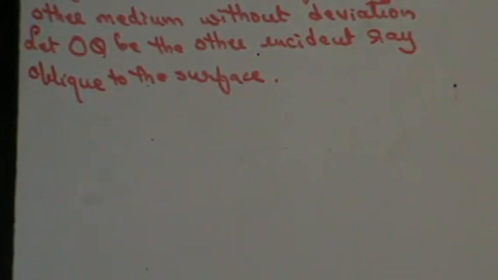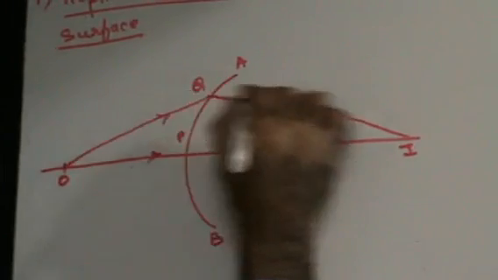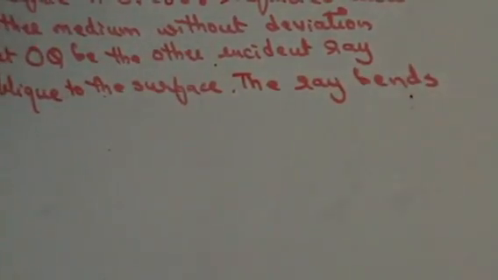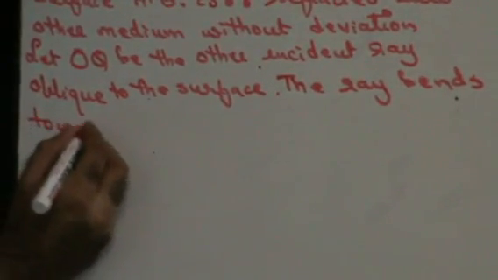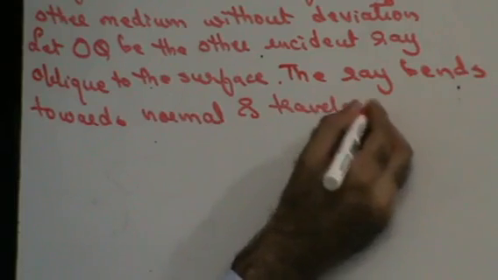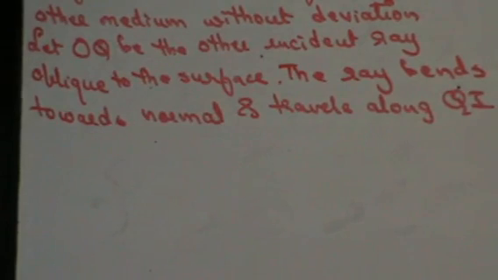In which case I can say that this ray bends towards the normal as it travels along. Now if it is going to move from one transparent medium to another, it is going to bend because of refraction. Let us assume that it bends and reaches QI. Let's assume this is the path traced by the light. The ray bends towards the normal and travels along QI.